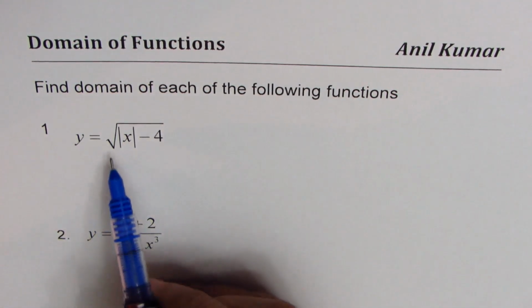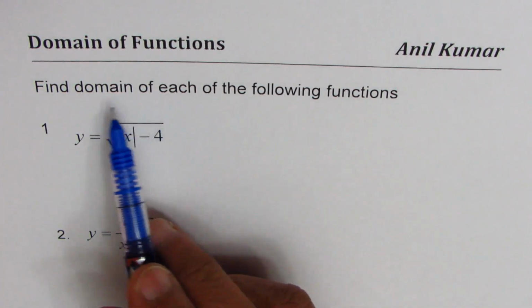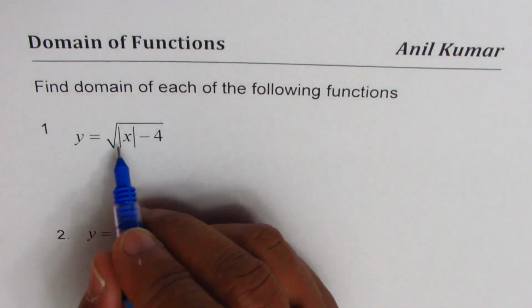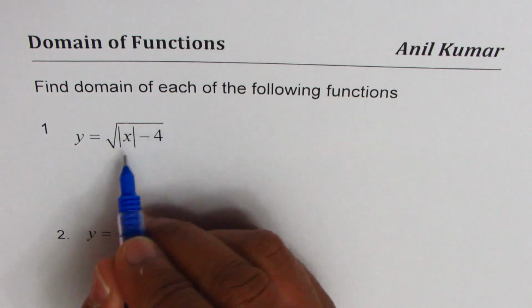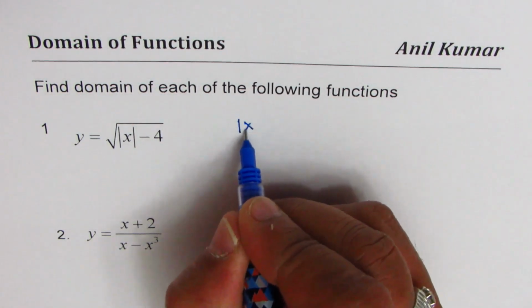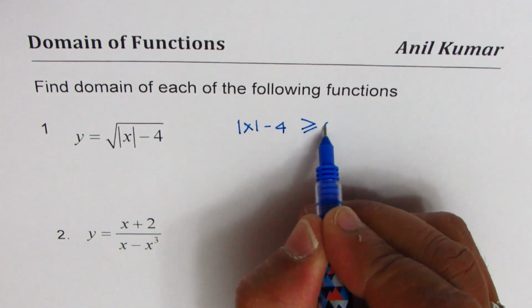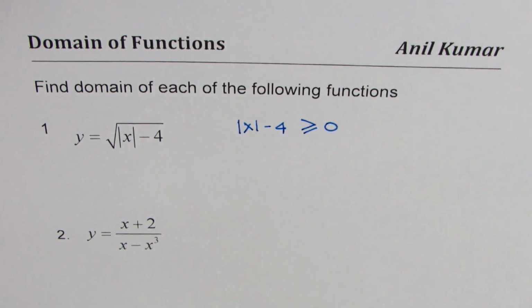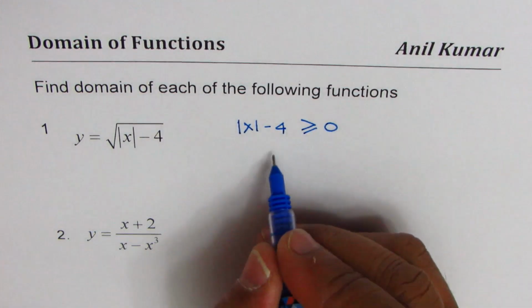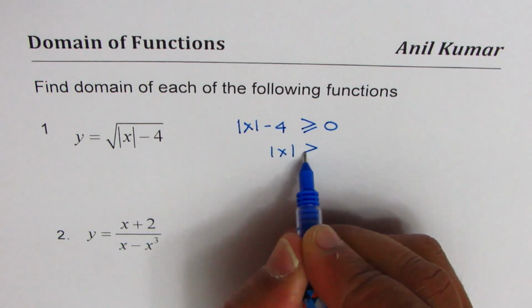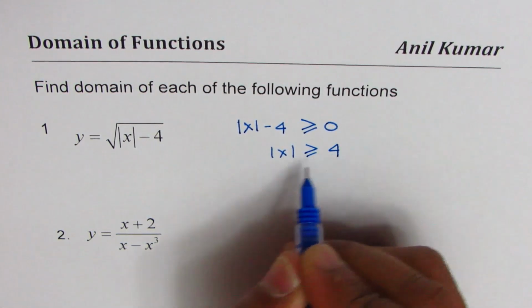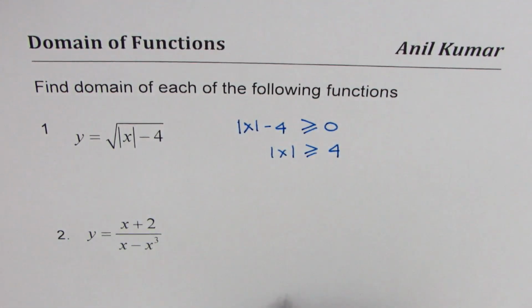Now, whenever you have a square root function, for the domain, we know the inside part should be non-negative, right? So, absolute x minus 4 should be greater than or equal to 0. That is the restriction. Or, absolute x should be greater than or equal to 4, right? So, that is the domain of the function.